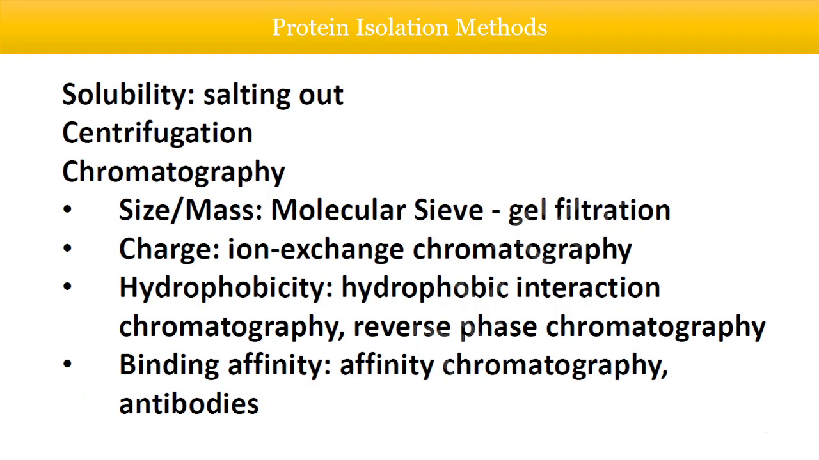So protein isolation methods can include the salting out, that is based on the solubility of the protein of interest. Then you can go with centrifugation based on how heavier the particles are and how heavier your protein of interest is from the other crude materials. And the third thing is chromatography, that you can perform in a few different steps based on size, mass. That includes the size exclusion chromatography, also known as the molecular sieve gel filtration chromatography.